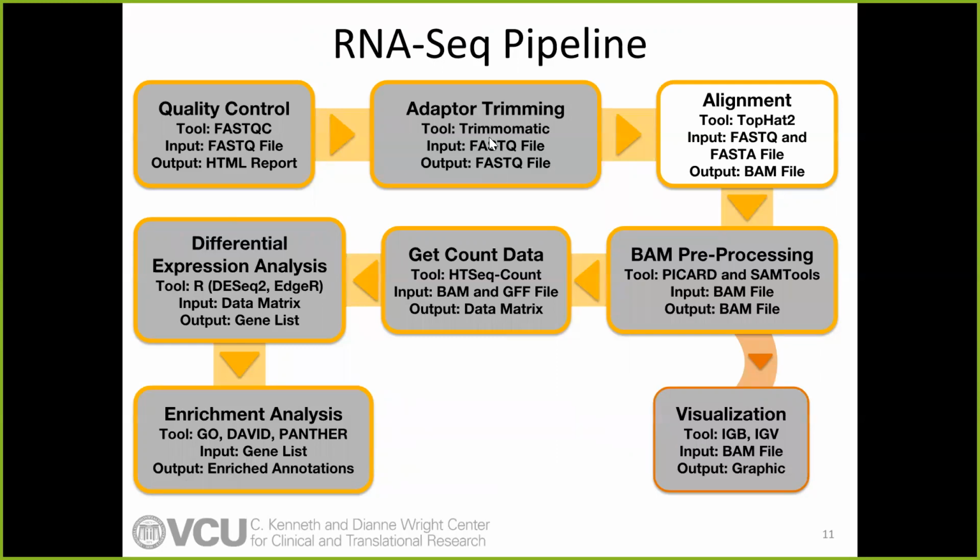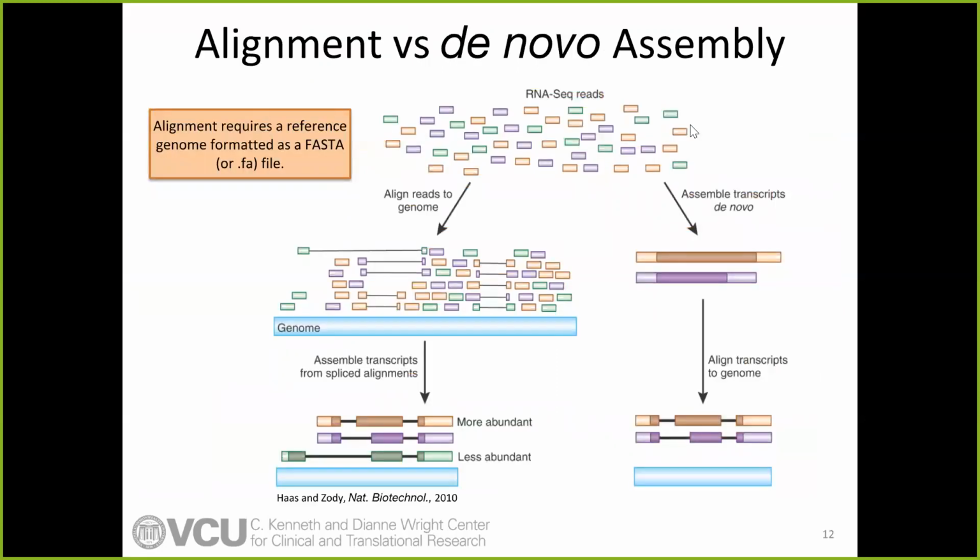So after we do our quality control, we then go into alignment. So there's alignment, and then you may have heard of a term called de novo assembly. Alignment actually uses a reference genome, so you know what the genome is. It's like having the picture on the box for a puzzle. You know what the picture is. De novo assembly is you have all of the pieces, but you don't know what the picture is. You don't have a reference genome.